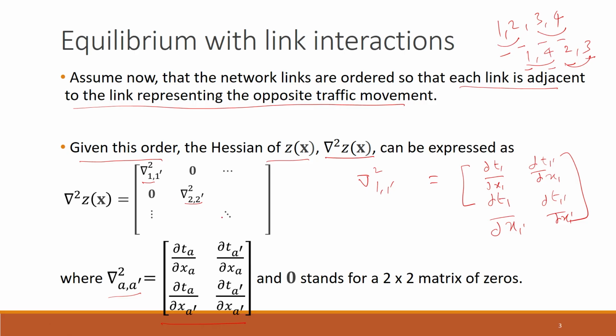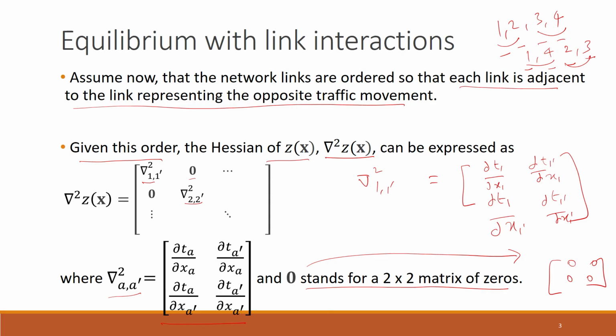Another thing to note is that this is not a scalar 0 here. You can see that this 0 has been made bold. So, this 0 represents a 2 cross 2 matrix of zeros, okay. So, this 0 is this matrix here, okay.